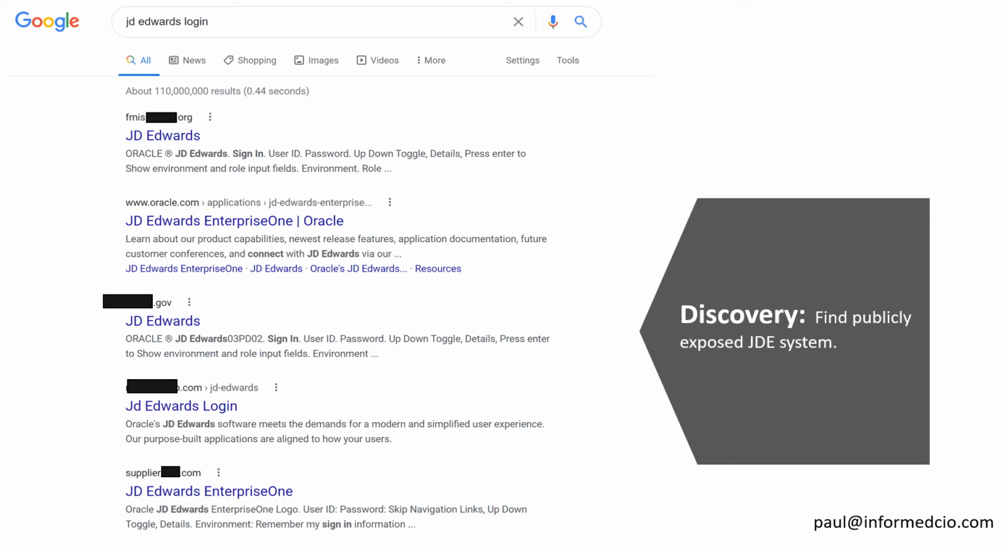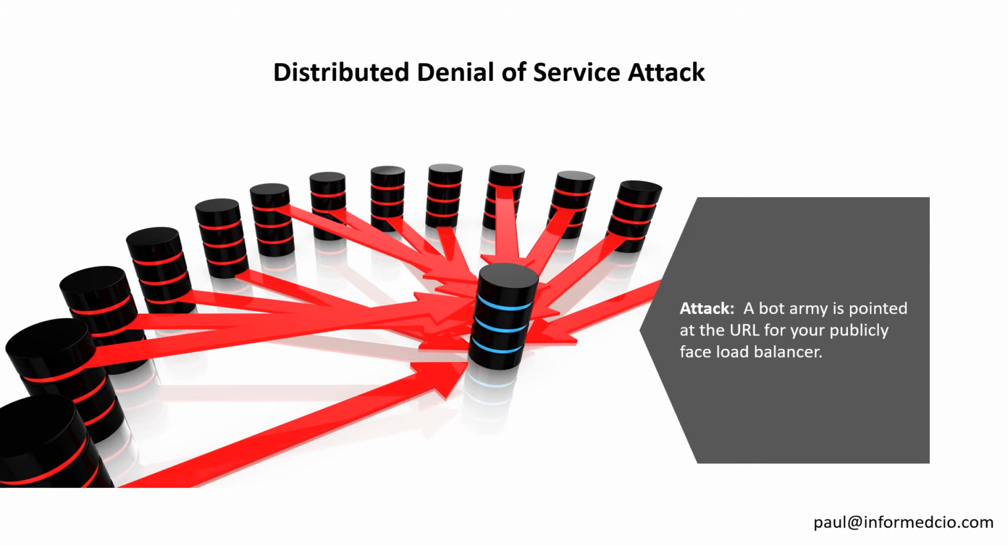So now that we've actually discovered some of these JDE systems that are out there, let's talk about the types of denial of service attacks that they're vulnerable to. The first type of attack we're going to talk about is a distributed denial of service attack. When we talk about denial of service, this is generally what everyone thinks of. The idea is all of these red servers that are shown out here, these are bots. And this bot army is probably computers that are out on the internet that have been infected with malware and are under some bad actor's control.